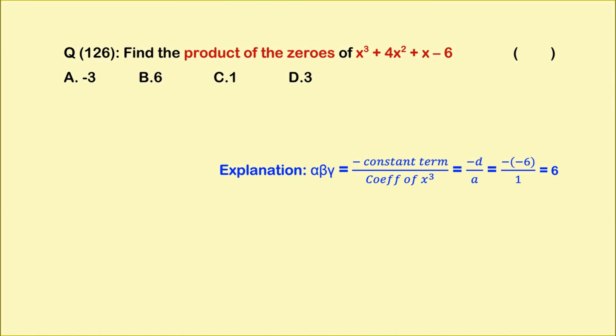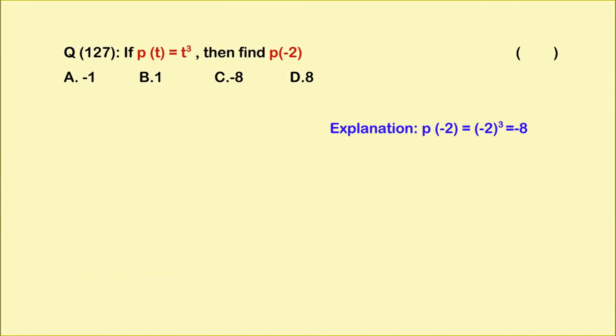Question number 126. Find the product of the zeros of x cube plus 4x square plus x minus 6. We know the formula for alpha into beta into gamma is minus d by a. So minus of minus 6 by 1, that is equal to 6. So the right answer is B. Question number 127. If p of t is equal to t cube, then find p of minus 2. If we substitute the value of minus 2 in place of t, we will get p of minus 2 is equal to minus 2 to the power of 3, that is equal to minus 8. So the right answer is C.